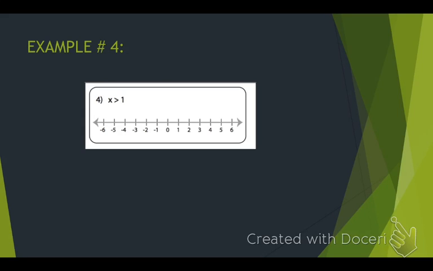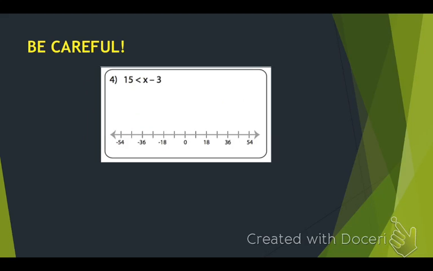Next one. Example number 4. Here we go. This one is x is greater than 1. X is greater than 1. Okay, we look at that symbol, there's no equal sign, so we're going to have an open circle. We are going to the right because the arrow is pointing to the right. So we're going to go ahead and do that. We're going to go like this and put our little arrow at the end, just like that. Make it nice and big so everybody can see it. And congratulations, you have solidified some graphing of inequalities. Congratulations. Let's move on. Okay?